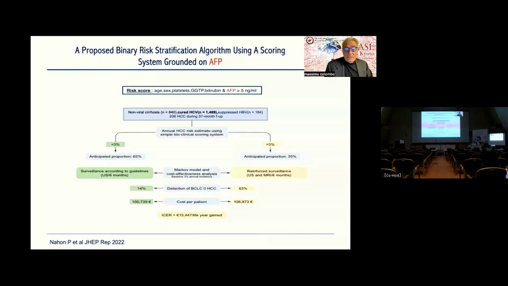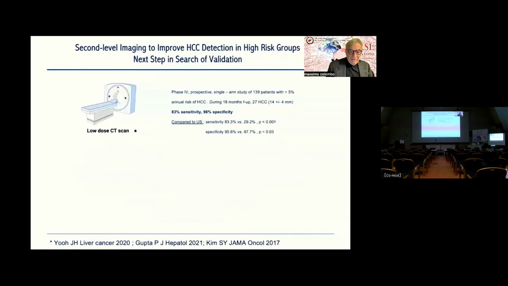they were able to detect 63% of very early HCC, stage 0 of Barcelona, at a cost that was exactly the same used to detect the 14% of very early cancer in the patients under surveillance with regular ultrasound who have a low risk of developing cancer. And in the end, in terms of ICER, this approach was judged to be cost-effective.